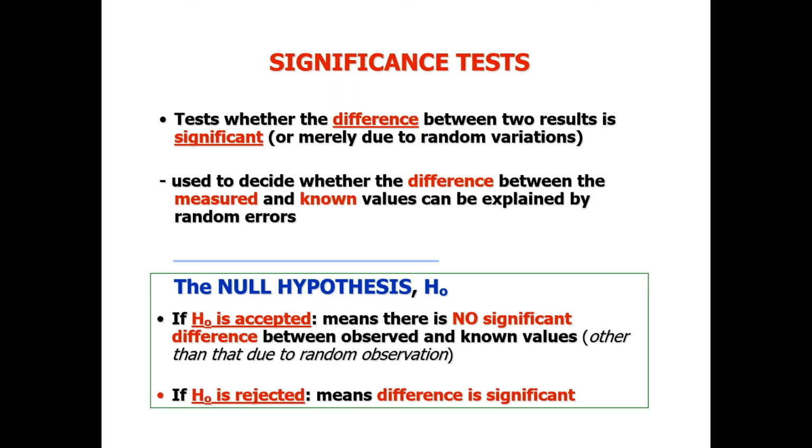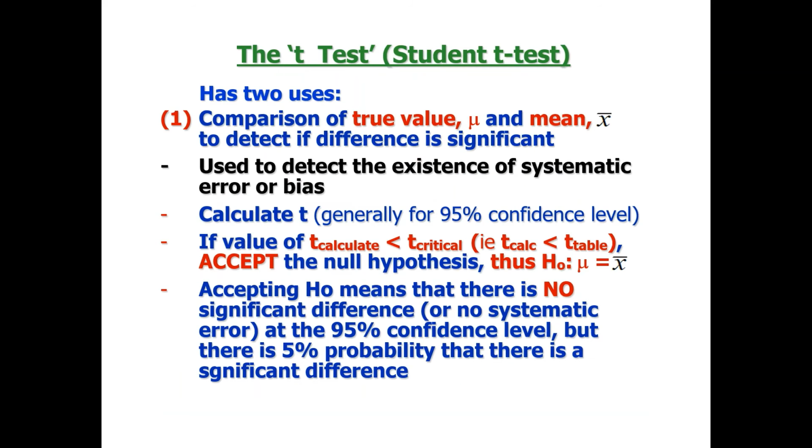The other way of reflecting whether data can be accepted or not is based on what we call the significance test, the null hypothesis. So if H0 is accepted, there is no significant difference, and we say that we can accept the data. So based on the null hypothesis, when the t-test is being made, we look into what we call the t calculate.